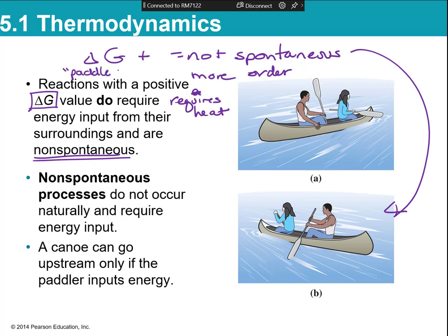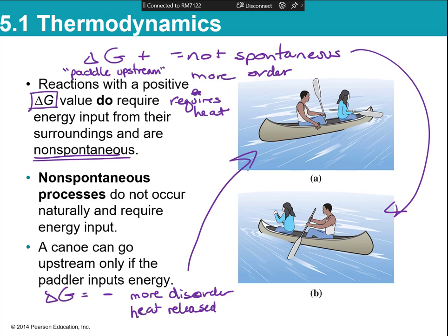But if your delta G is negative, that means that it becomes more disordered and heat is released. And so that's really more like the first one, where they're just sitting there floating downstream. It happens automatically. It's going to happen at the temperature that that reaction is at. Doesn't require any extra work.